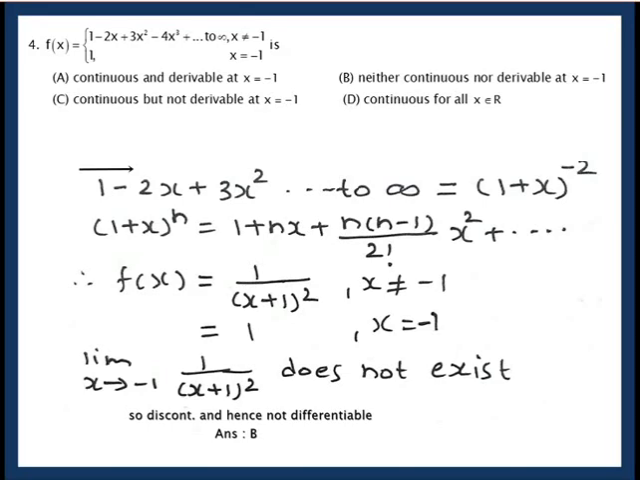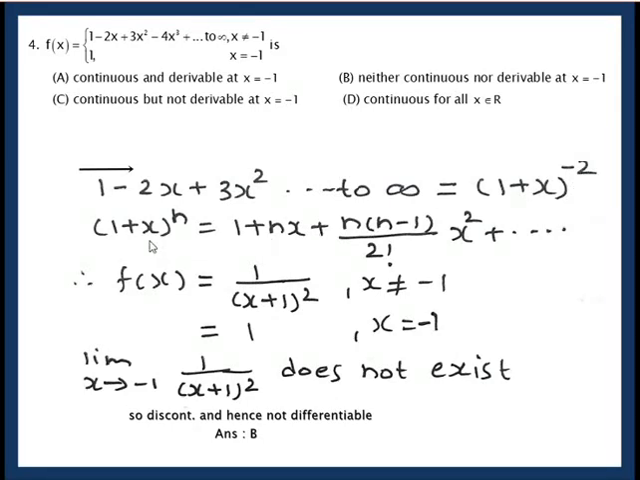The next one, f of x is what? 1 minus 2x plus 3x square minus 4x cube up to infinity for x not equal to minus 1, and for x equal to minus 1 it is 1. Now what is 1 minus 2x plus 3x square up to infinity? Remember, it is 1 plus x raised to minus 2.